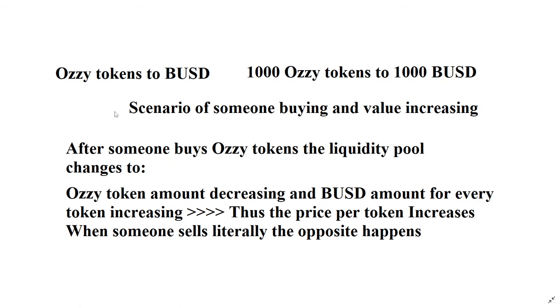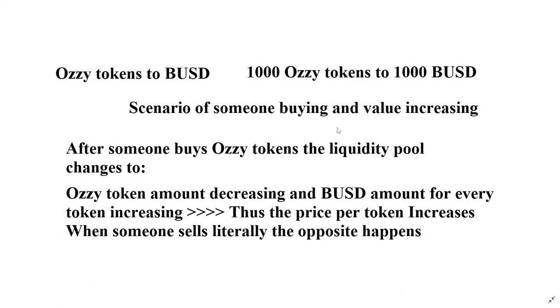So let's say there are 1,000 Aussie tokens in the liquidity pool for 1,000 BSD, the ratio is 1-to-1. Whenever someone is buying the token, the reason why the actual token price increases is because someone buys 10 Aussie tokens, so they take out 10 tokens from the Aussie side of the liquidity pool, and then transfer the demanded amount in BSD into the liquidity pool. Then basically you have fewer Aussie tokens to more BSD, thus the value increases.